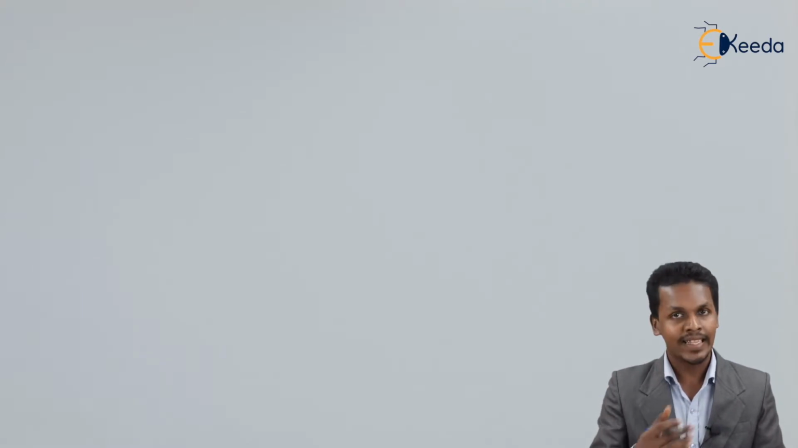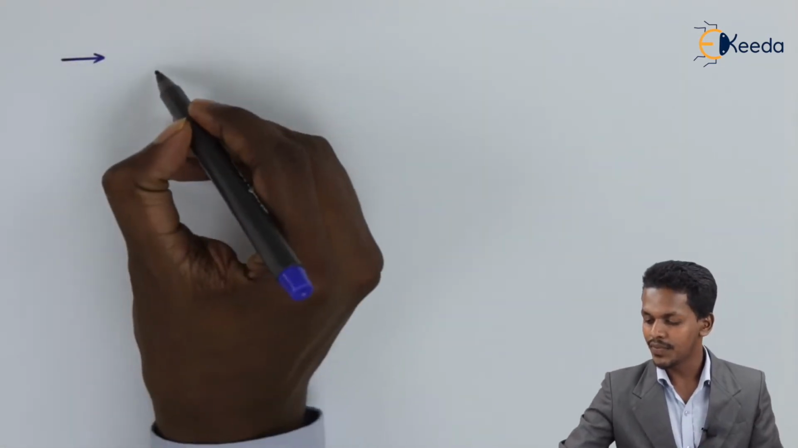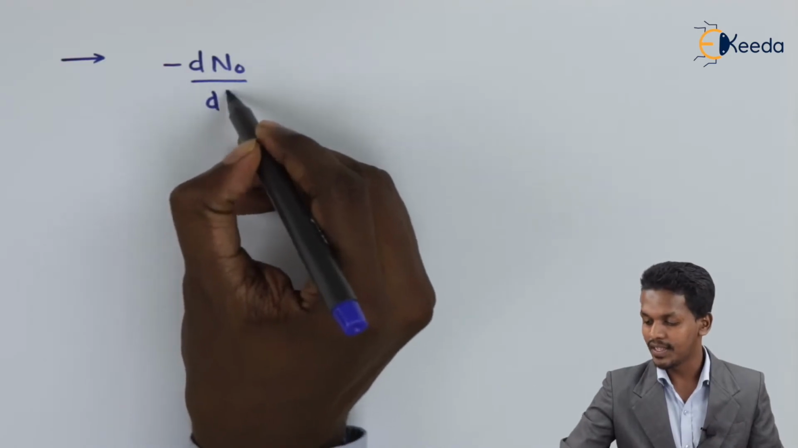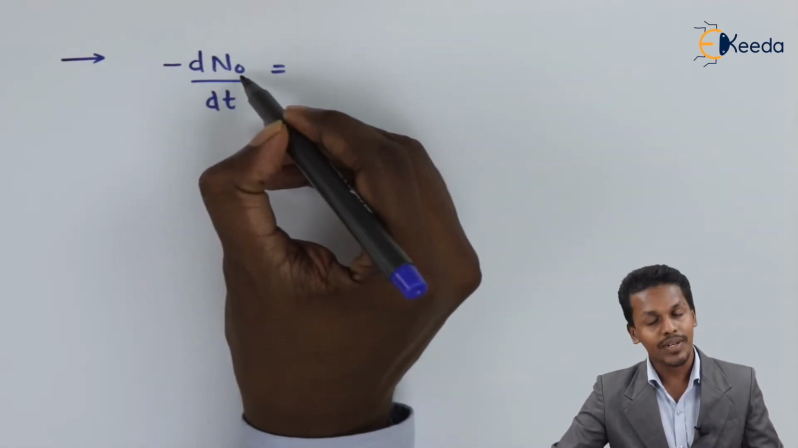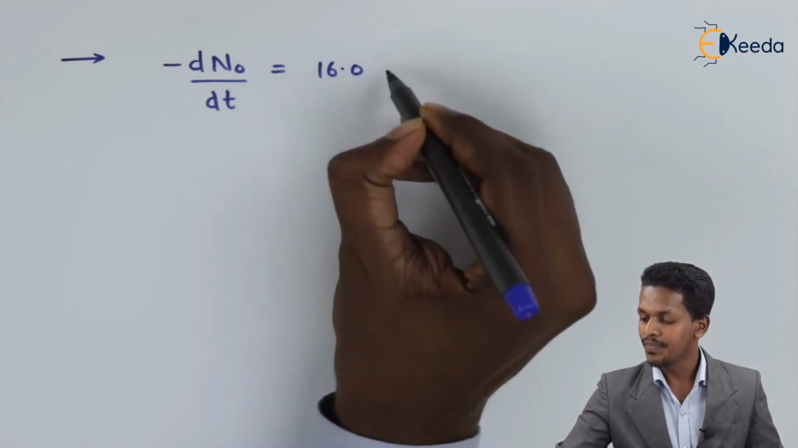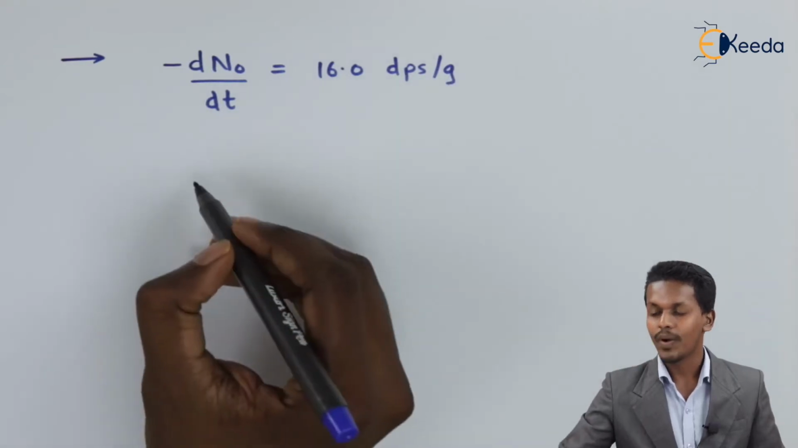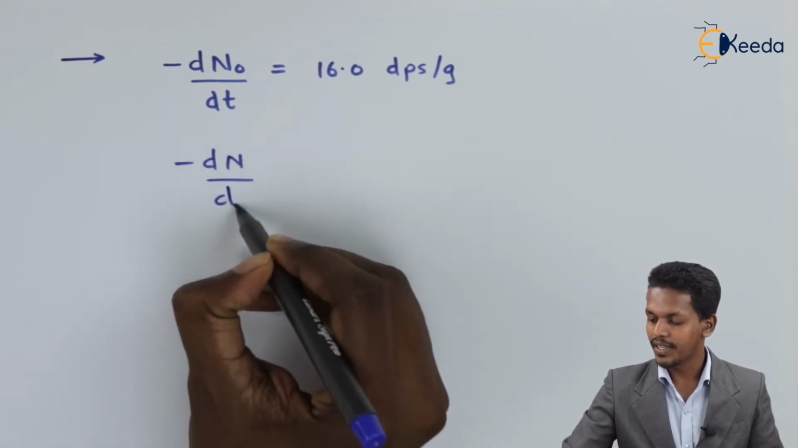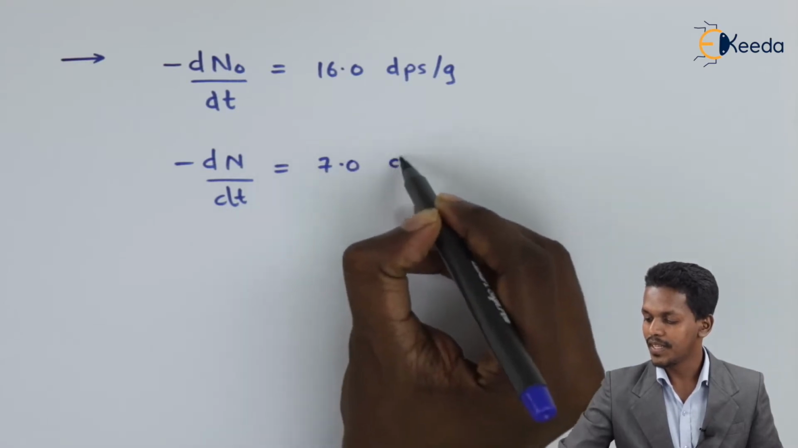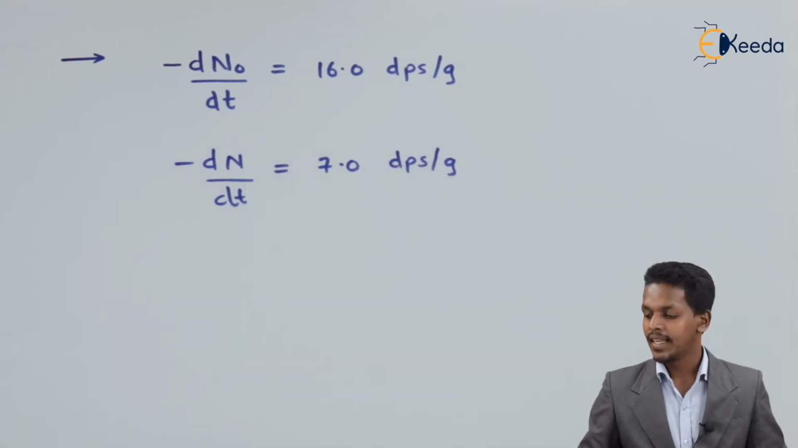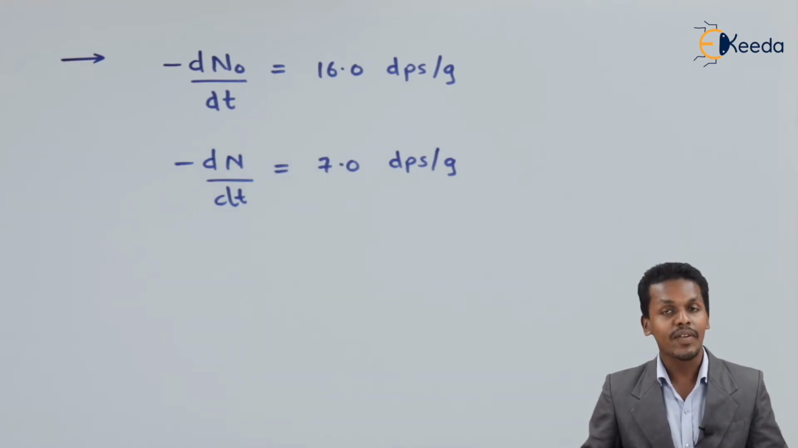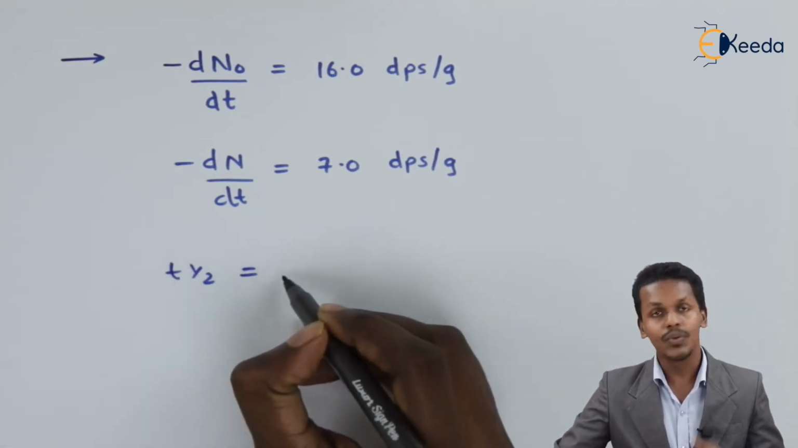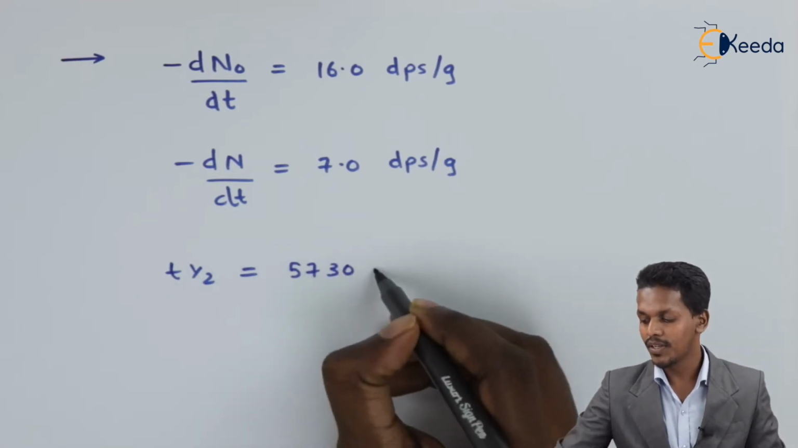But before that we have to write the given data. The disintegration per unit time, dN naught, is given here as 16.0 dps per gram, while for the old wood I could write it as minus dN upon dt, which is found to be 7.0 dps per gram. These are the two data, but along with that we also have the half-life for carbon-14. So we have T half, which has been given to us as 5730 years.